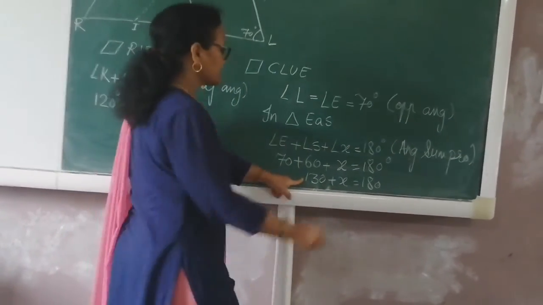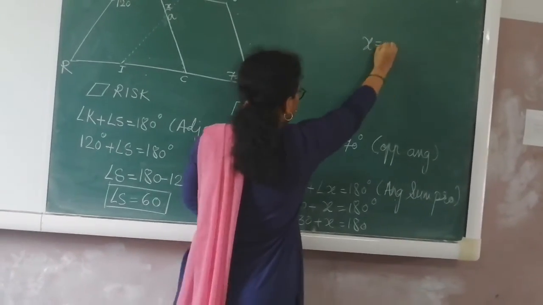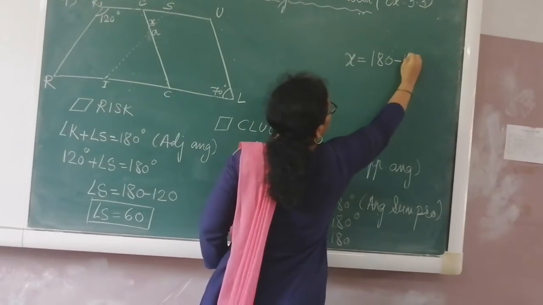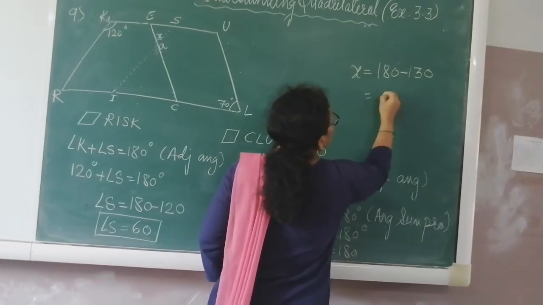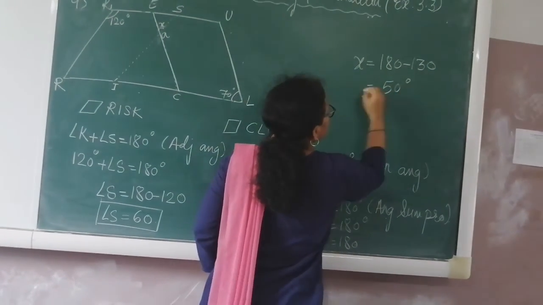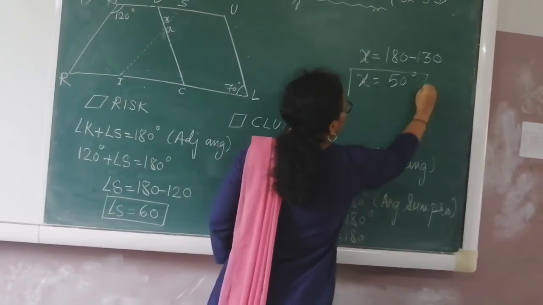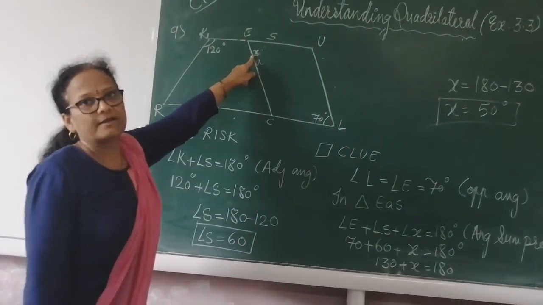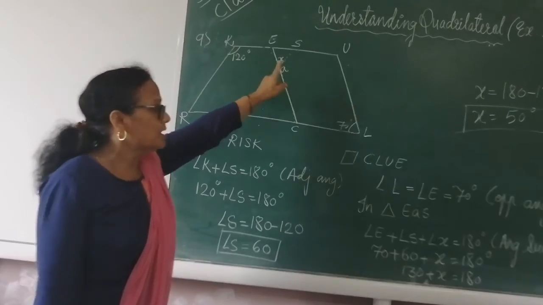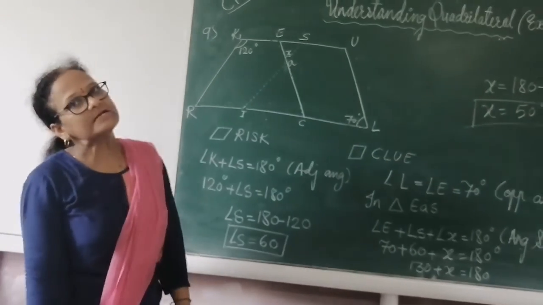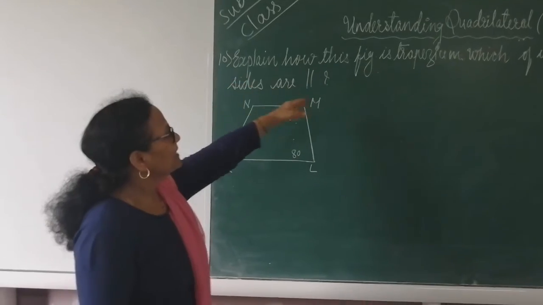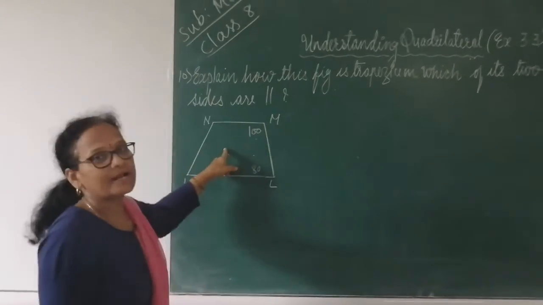That means for X you will get the answer 180 minus 130 is equal to 50 degree. Okay, then the value of X is 50 degree. Because here we applied the rule, angle sum property of a triangle. Okay, now explain how this figure is a trapezium.